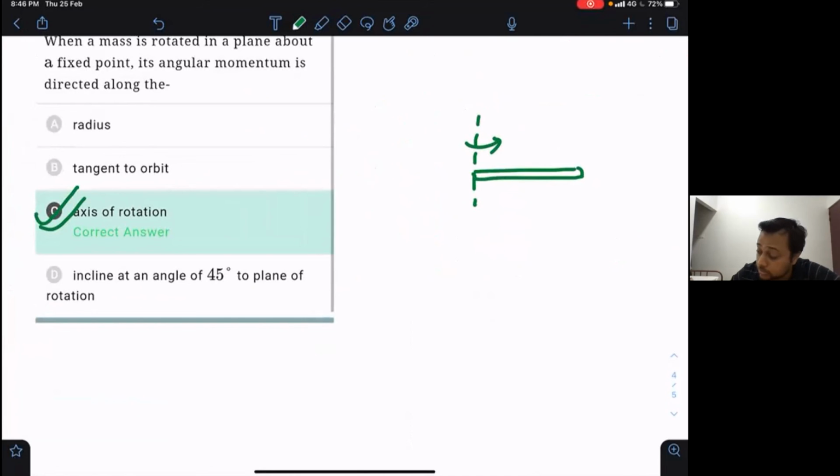It depends, actually. If you take some other point, let's say a point like this, then the angular momentum will come out to be different. That's why I'm saying that this is an incomplete question.